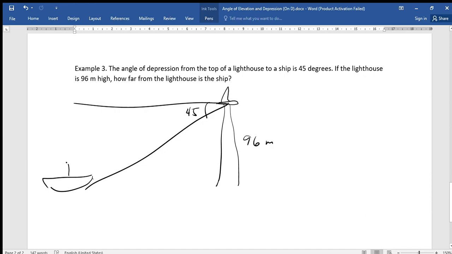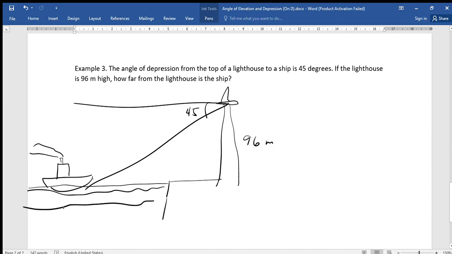So, ibig sabihin may ship dito. So, bangka na lang gawin natin. Or sige, ship na lang din. Maliit na ship. Okay, so ito yung siyempre yung water. Tapos lagyan natin dito ng ano. So, water siya, water. Yan. Paganda natin ng konti para at least makatotohanan. Okay? So, kung mapapansin nyo po, yung taas ng lighthouse is 96. Ibig sabihin, ito po, ang haba din nito is actually 96.